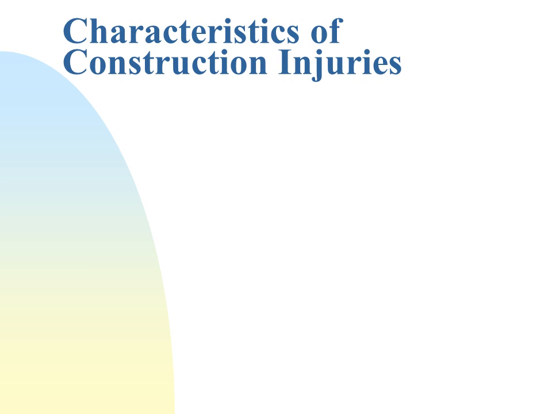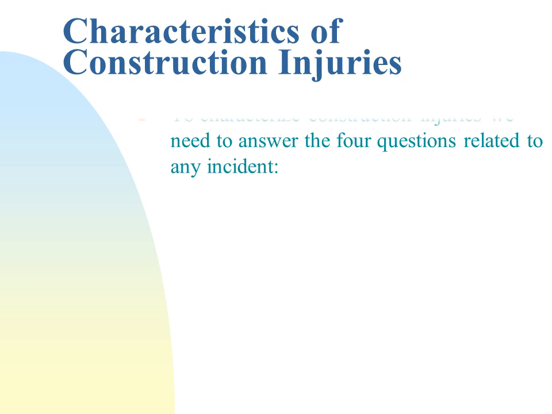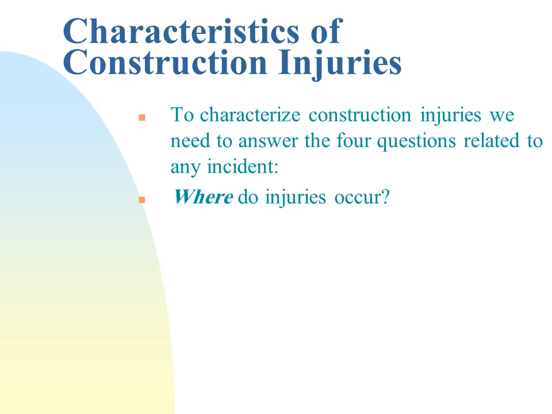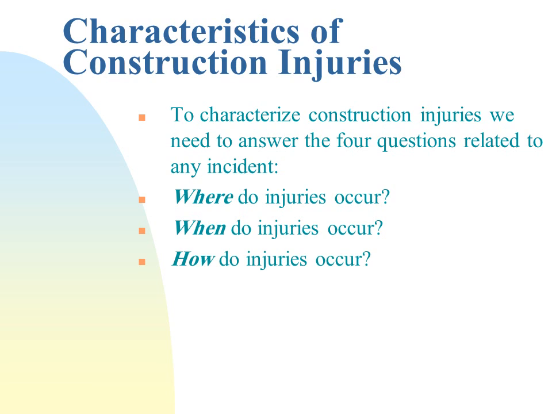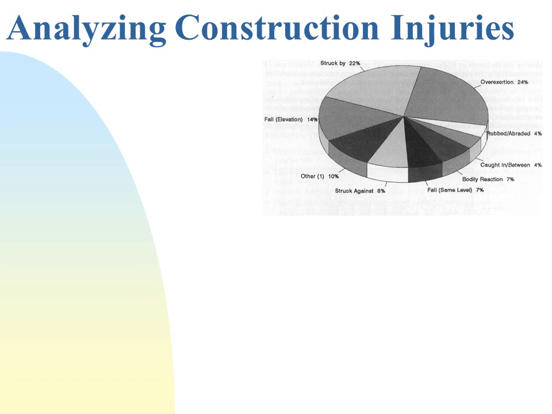Before discussing safety, we need to understand the characteristics of construction injuries. So, when studying construction injuries, we need to characterize them and correlate them with four different questions. Where do injuries occur? When do injuries occur? How do injuries occur? And who is injured? So these are the four questions that will tell us how we could understand construction injuries.